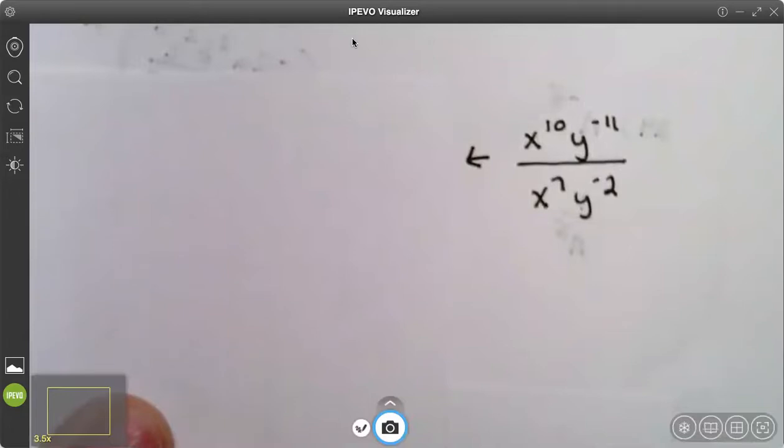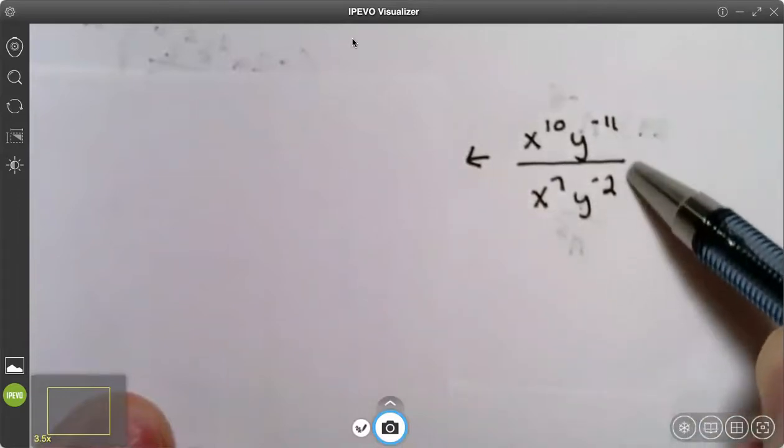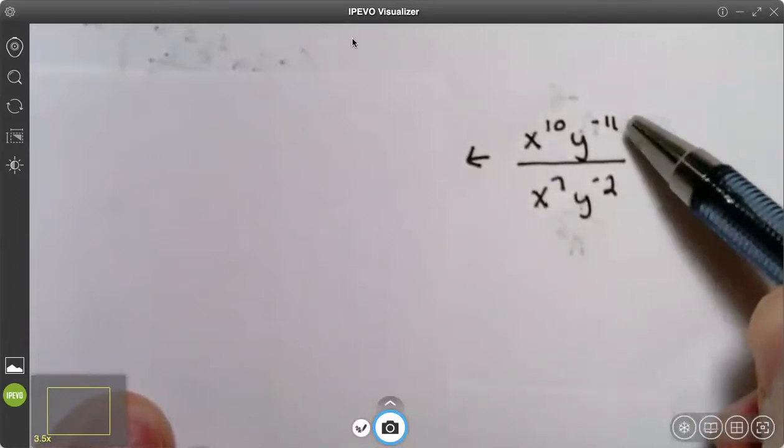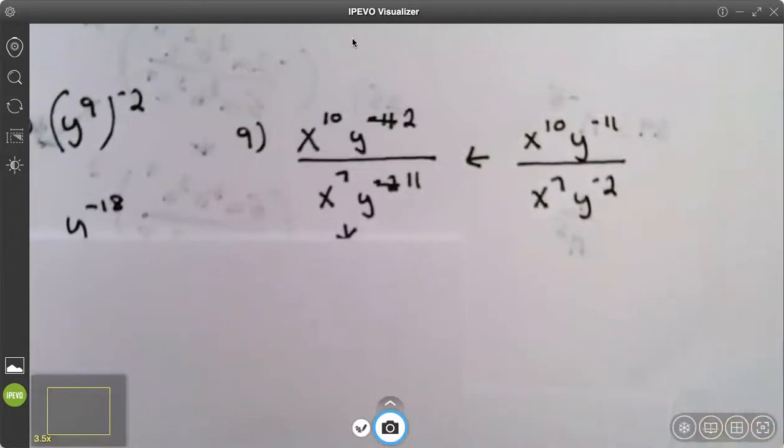On number nine, you could subtract first. 10 minus 7, negative 11 minus negative 2. I would choose to swap places with these two. Move this one up, make it positive, so positive 2 goes up top. Move this one down, make it positive, so positive 11's on the bottom. Then I could still subtract. 2 minus 11 is negative 9 and deal with that.